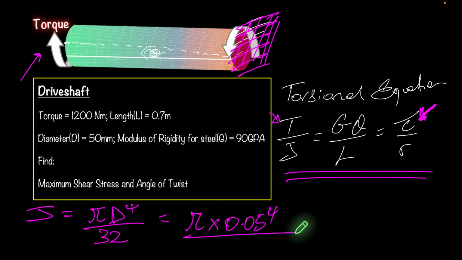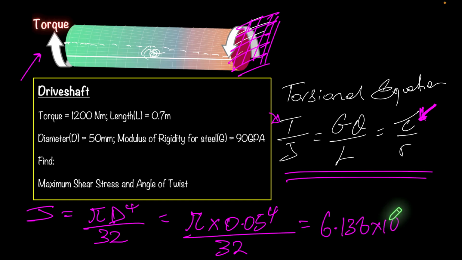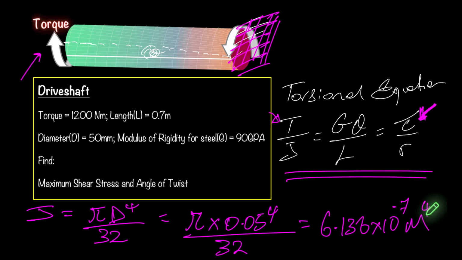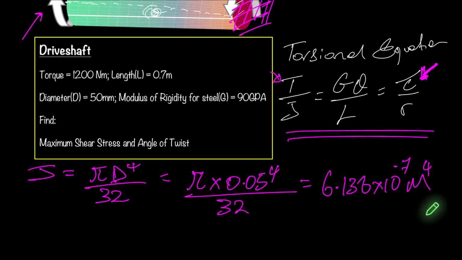0.05 to the power of 4 and all divided by 32. So we get J as 6.136 times 10 to the negative 7, and the unit for J is meters to the 4th power. So that gives us J. So now the next bit that we are going to look at is how to set out the next part of the equation that we have here.